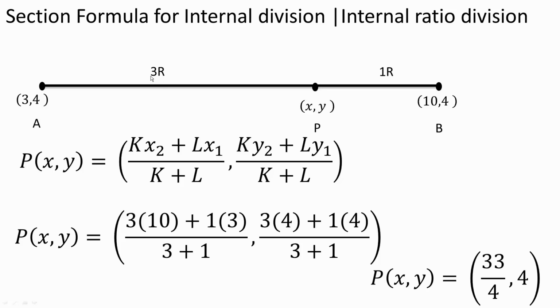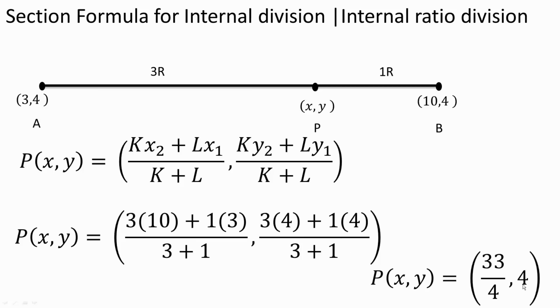But let's say that P is not in the middle, but it deals with internal ratios. So AP could be 3 times as big as PB. So 3R and 1R. In this case, the K value is 3 and the L value is 1. And if I use this equation, it's very important that the order matters. You can't just say that this is L and this is K. It's very important that this right here is K and this right here is L. And then we would get 3 times x2, x2 is 10, plus L is 1, times x1 which is 3, divided by K plus L, so 3 plus 1. And likewise for this equation, K is 3, y2 is 4, plus L which is 1 times y1 which is 4, divided by 3 plus 1, K plus L. And we would get 33 over 4, comma 4.